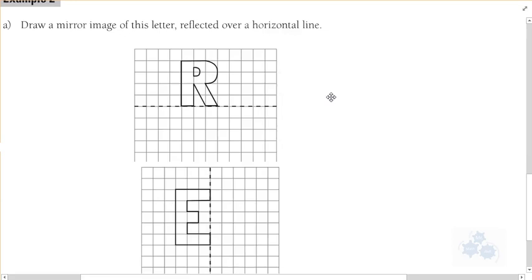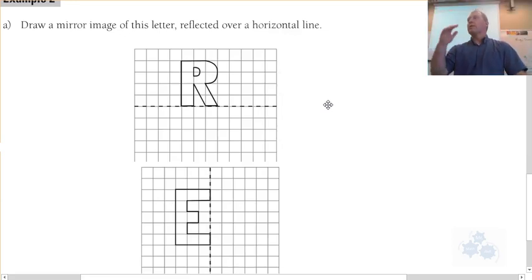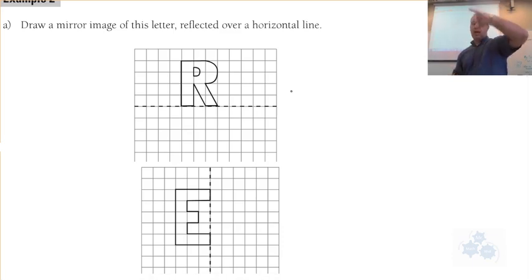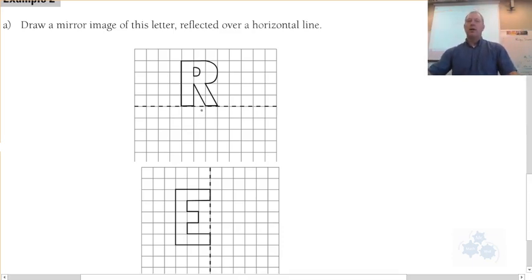Okay, so in the second part of 6.1, what we're talking about is mirror images or reflections. So you have this in front of you, and to sketch this R exactly like it looks here with a dotted line at the base, we're going to reflect that R around the dotted line, and we're going to basically draw this R upside down.